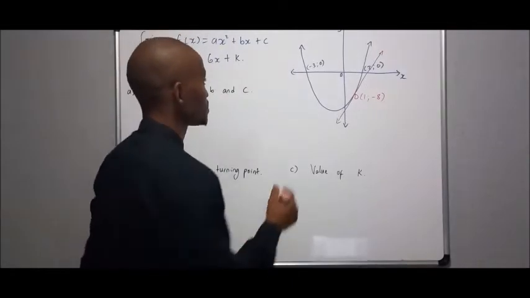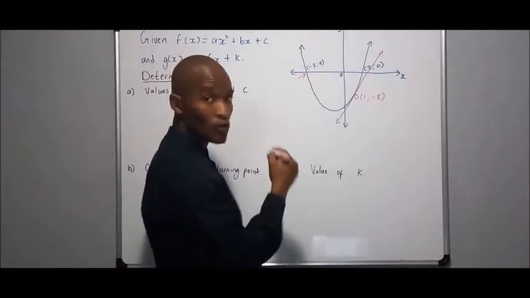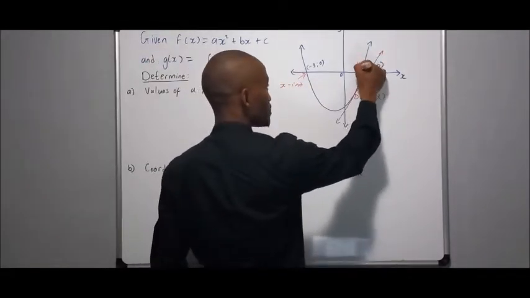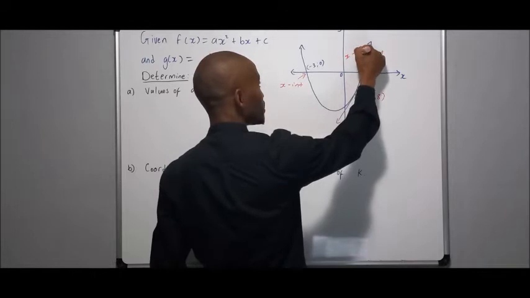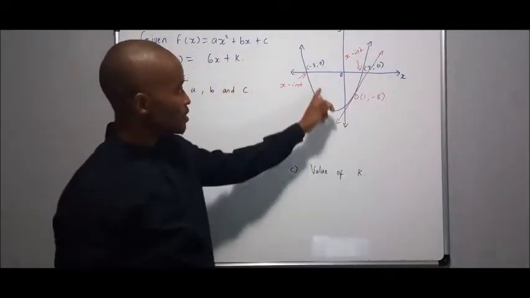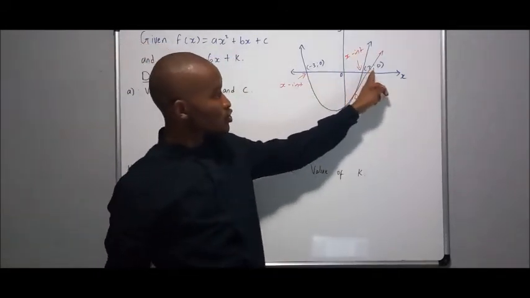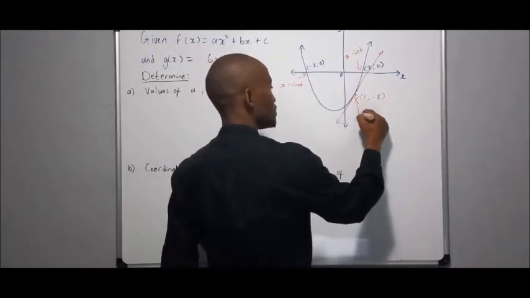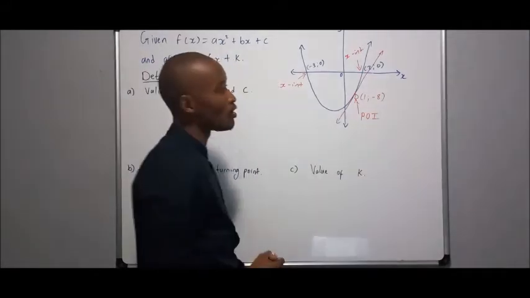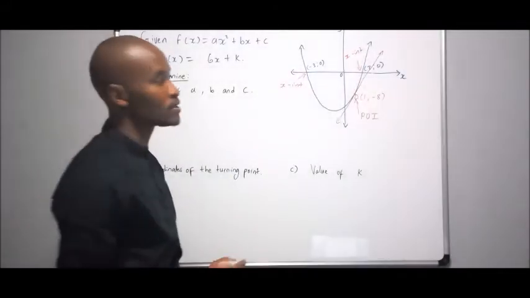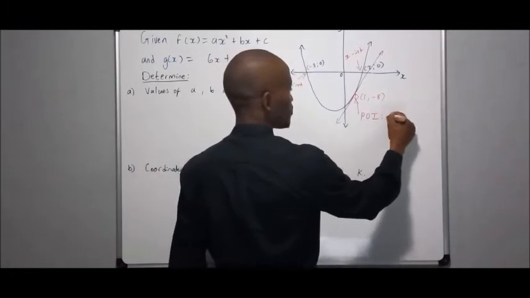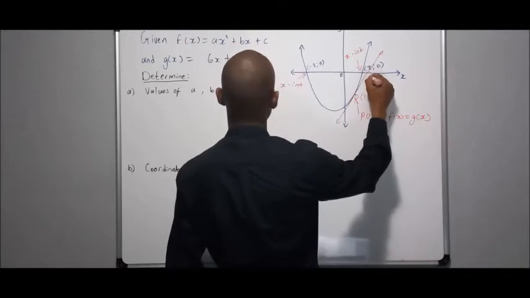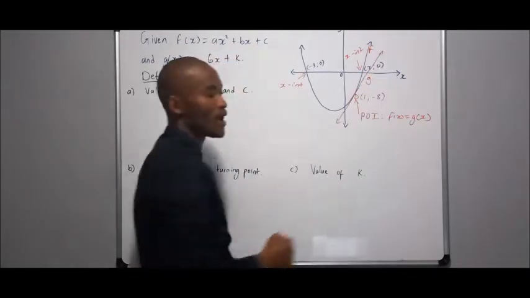Okay, let's go to the sketch. We're given the full coordinates of the x-intercepts: -3, 0 there, 2, 0 there. We're also given the full coordinates of the point of intersection, and we understand that at the point of intersection, f of x is equal to g of x. So this is g and that is f.